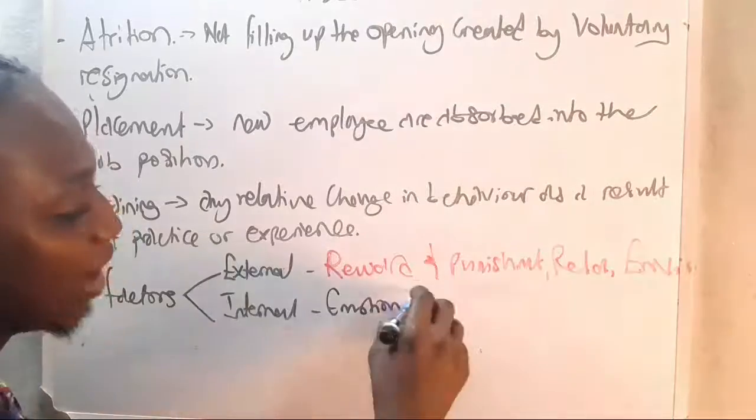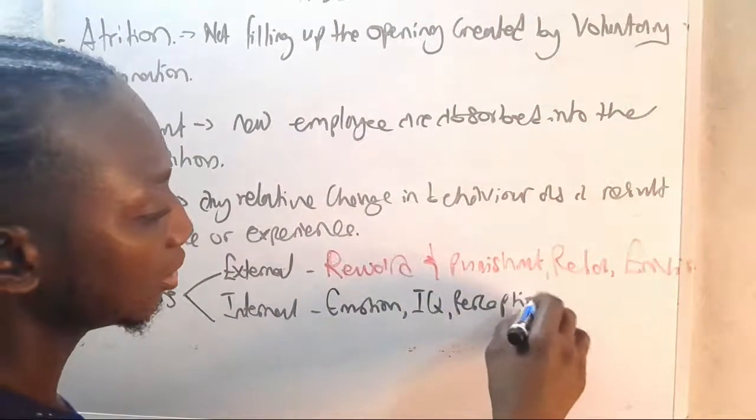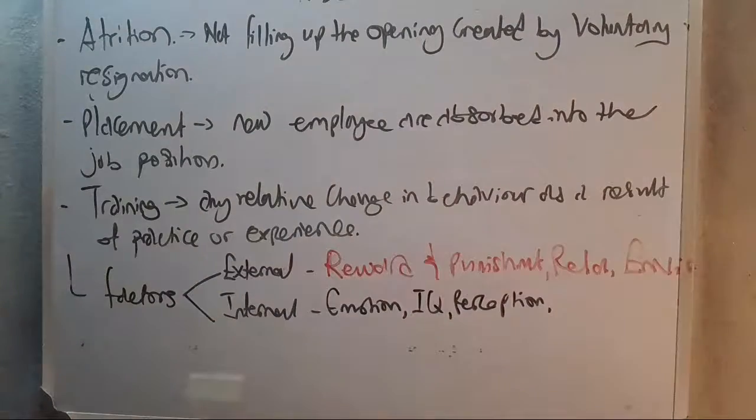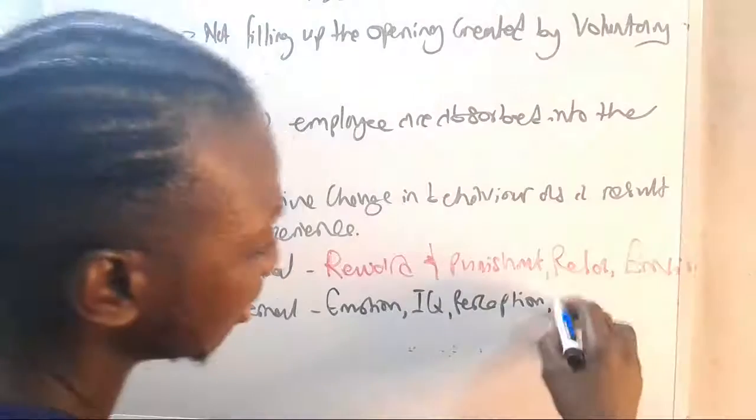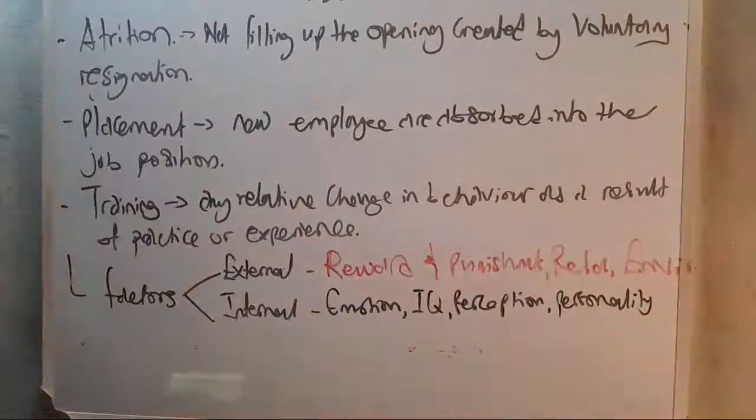All right. We also have IQ, perception. Okay, just to mention a few. Personality. So we have that.